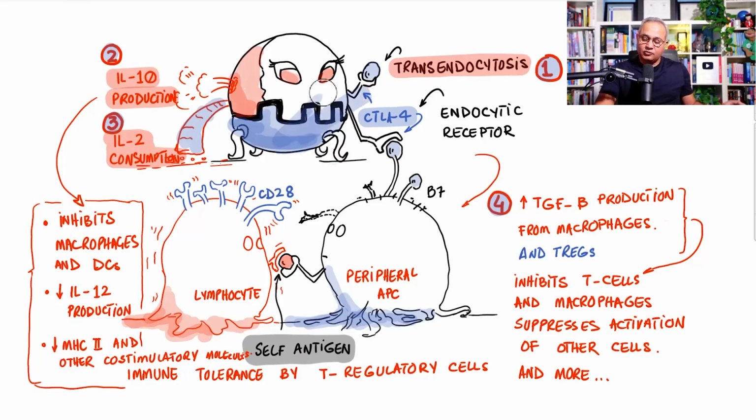Then T regulator cells produce tumor growth factor beta. Now, tumor growth factor beta is produced by many cells, including T regulator cells. Once TGF beta is present, it inhibits other T cells. For example, if you put TGF beta on this T cell, it will not work as much. If you put TGF beta on the macrophages and dendritic cells, they would not work as much.